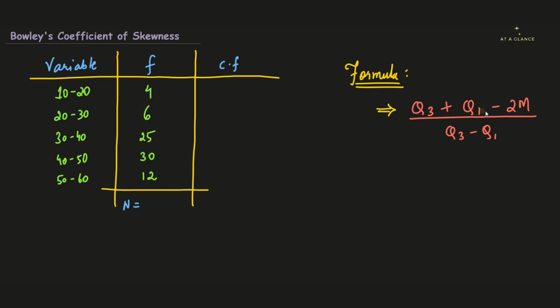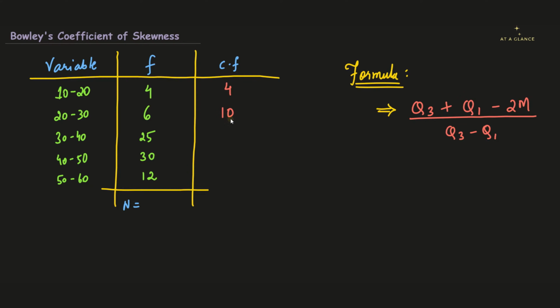Now, you can observe that we don't have the values of Q3, Q1 and median. We'll have to find them. Before that, we'll first find out the cumulative frequency. Now, how to find this cumulative frequency? Let's see. For finding out the cumulative frequency, we'll have to observe the frequencies. Write the first frequency as it is in the cumulative frequency. That is 4. Now, whenever we have to find out the next cumulative frequency, we will have to add the previous cumulative frequency with the next frequency. That is 4 plus 6. So we get 10 as the next cumulative frequency.